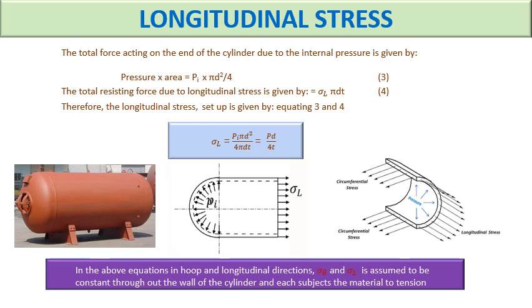If you want to store high pressure liquid or gas, we go for a spherical pressure vessel. In a spherical pressure vessel, there is only one stress, that we can call sigma L, which is PD by 4T. So for a given vessel, this hoop stress is half compared to that of a cylindrical pressure vessel.